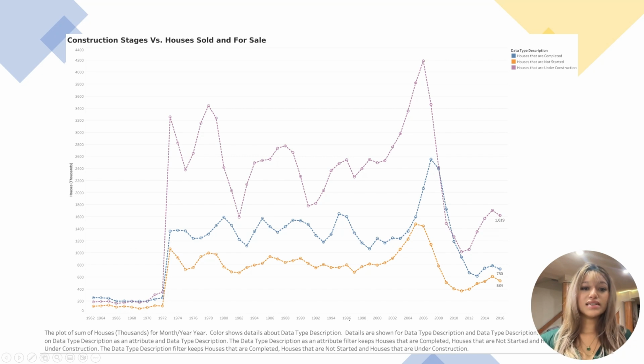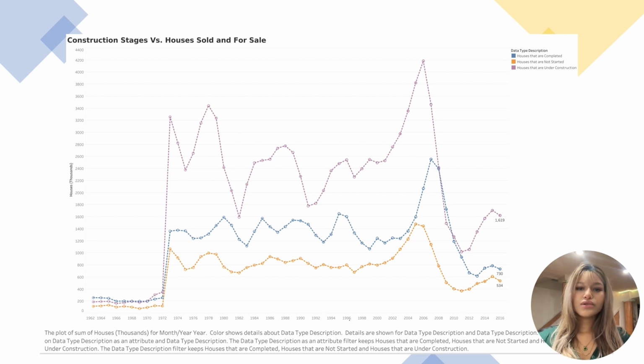Today, I'll be discussing two visualizations created from a data set on US home construction and sales. The first graph spans 1963 to 2016 and focuses on construction stages alongside houses sold and for sale. The second graph is a heat map that examines regional sales of new single family homes from 1973 to 1989. Let's start with the first graph, construction stages versus houses sold and for sale.